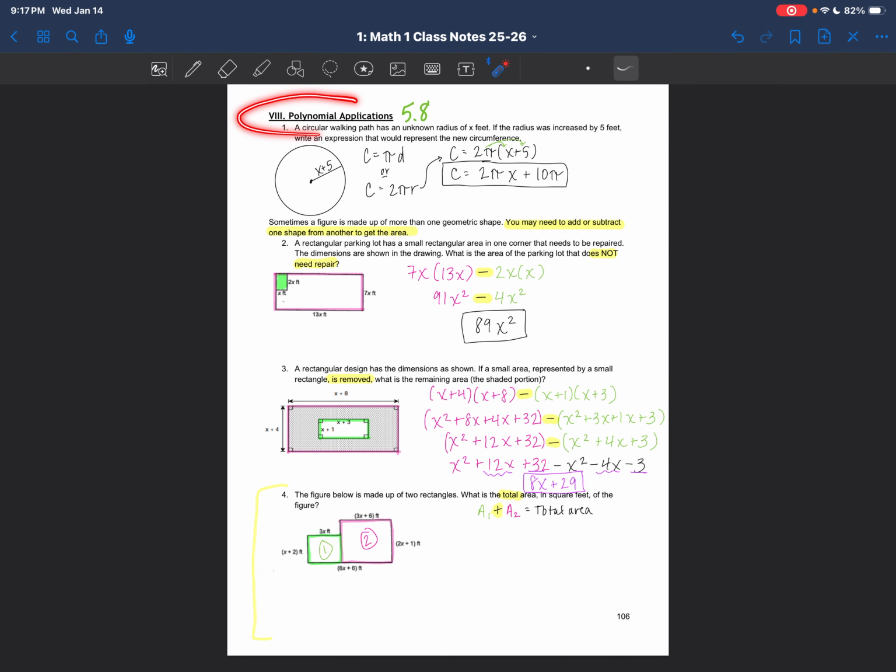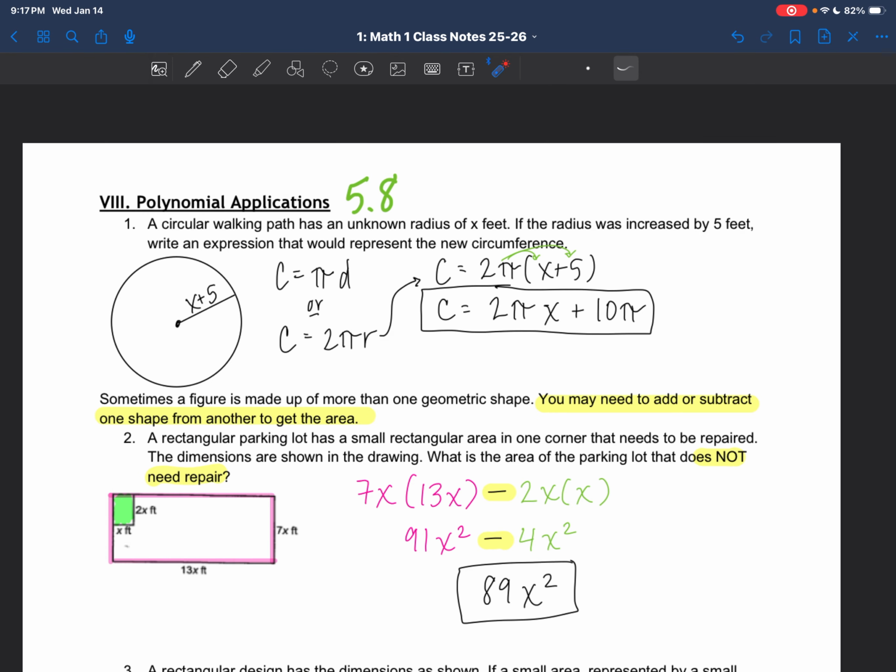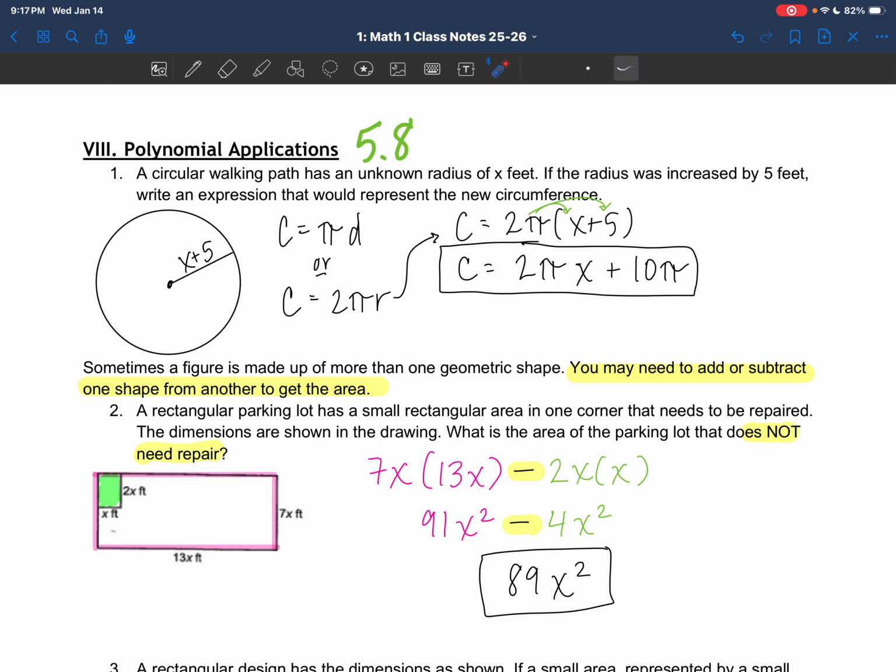All right, today we're going to talk about polynomial applications. So we're taking what we've learned and putting it into word problems. So let's go ahead and get started.